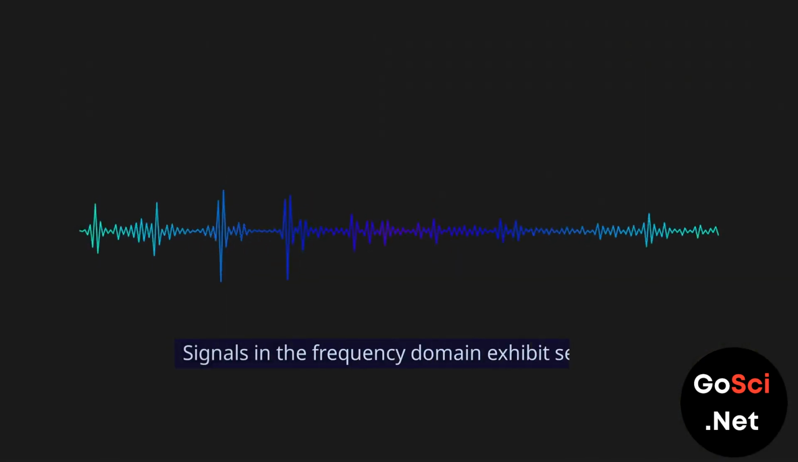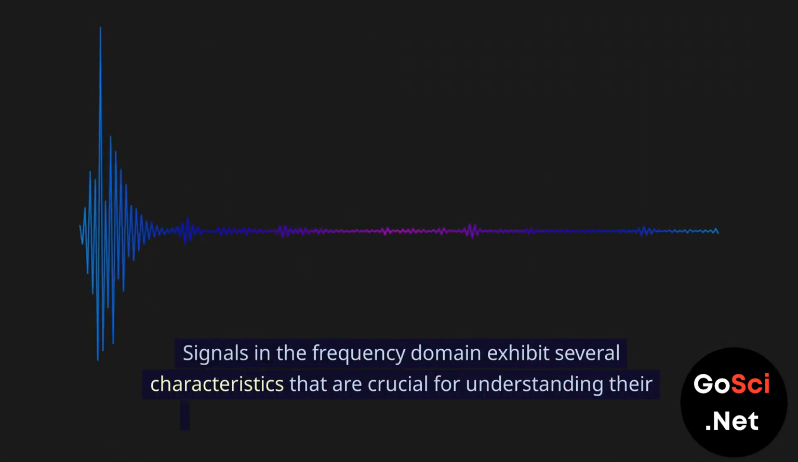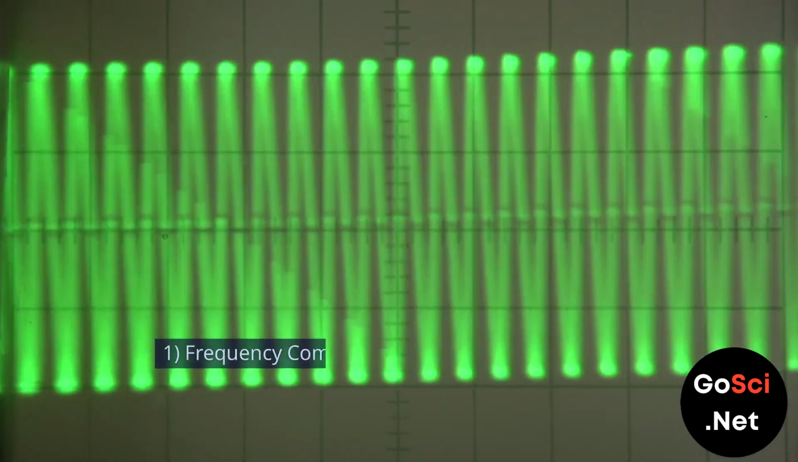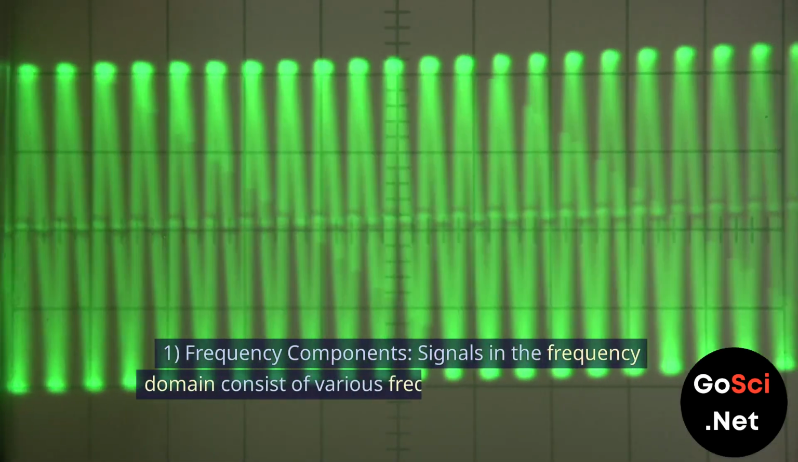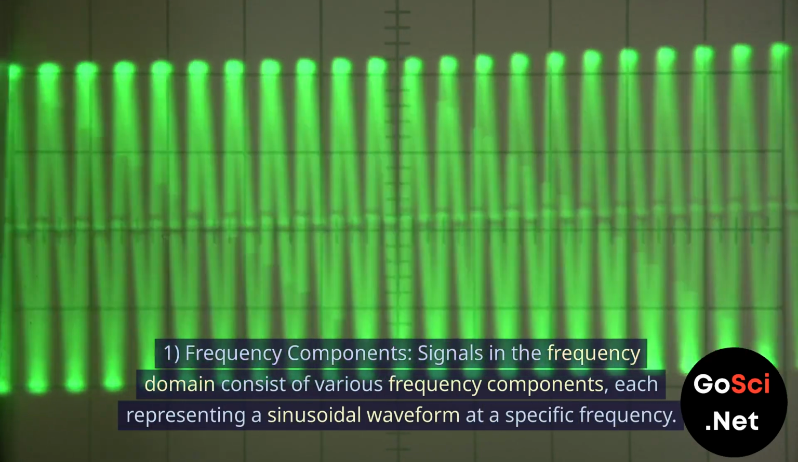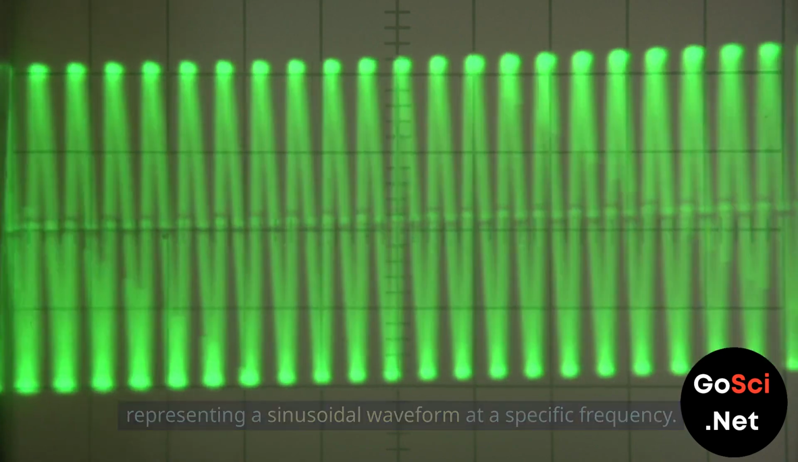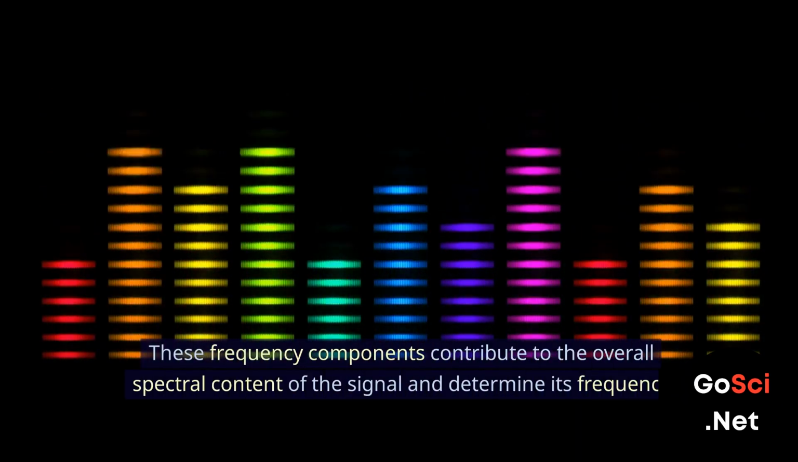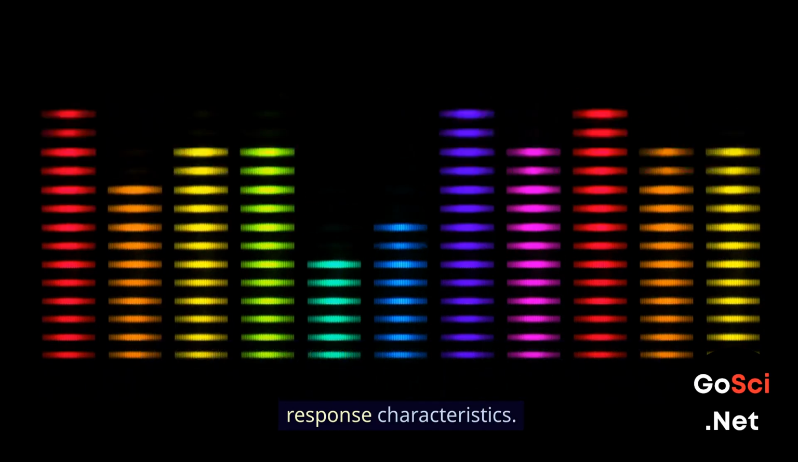Signals in the frequency domain exhibit several characteristics that are crucial for understanding their behavior and analyzing their spectral content. 1. Frequency components. Signals in the frequency domain consist of various frequency components, each representing a sinusoidal waveform at a specific frequency. These frequency components contribute to the overall spectral content of the signal and determine its frequency response characteristics.